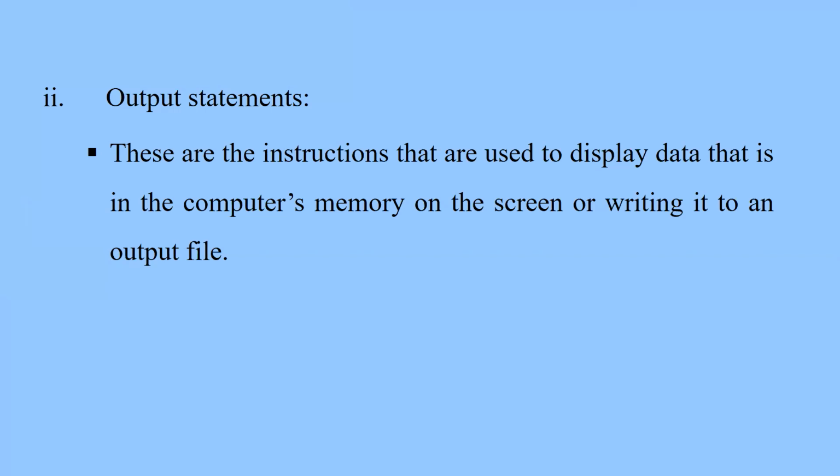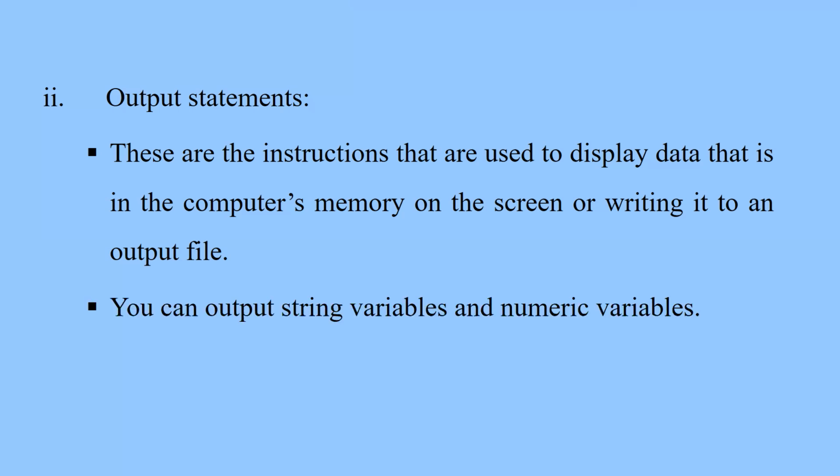But mostly, purely, we use the term output statement to refer to those instructions within the source code whose main purpose is to pick some value from memory and display it on the screen, or pick some value from memory and write it in a file. So you can output string variables and numeric variables.